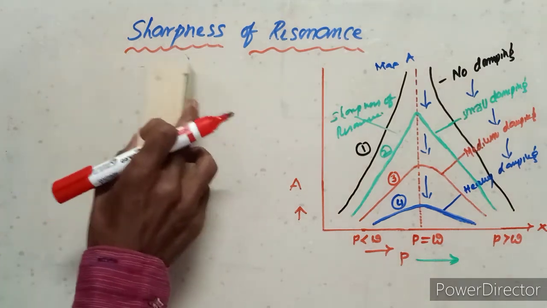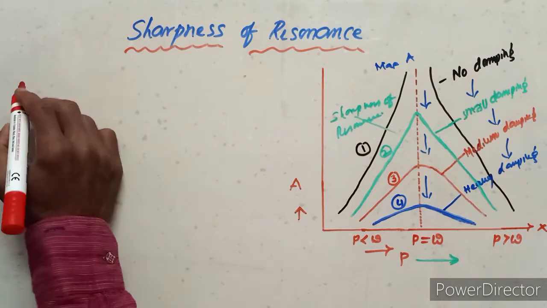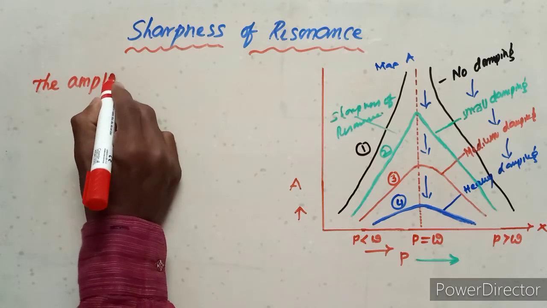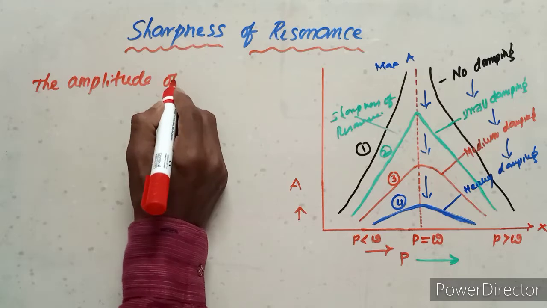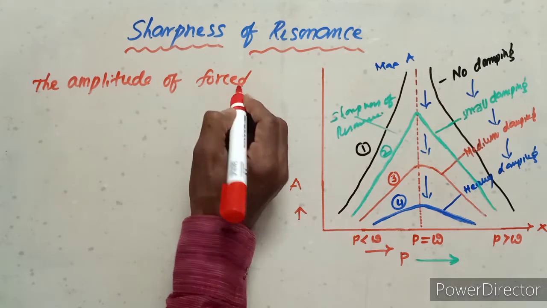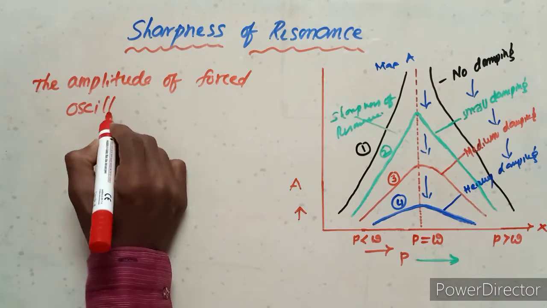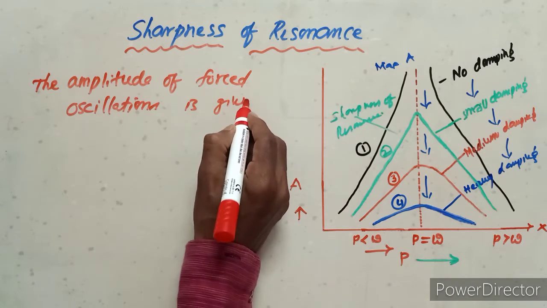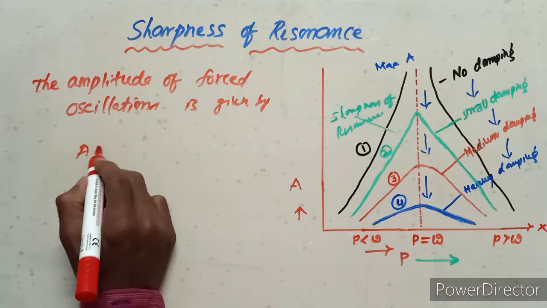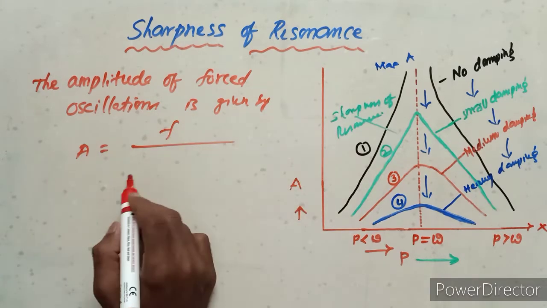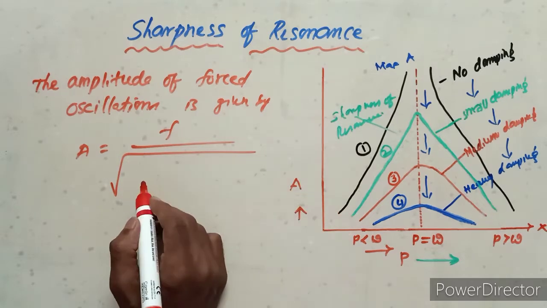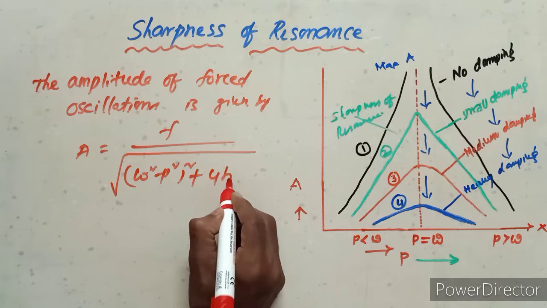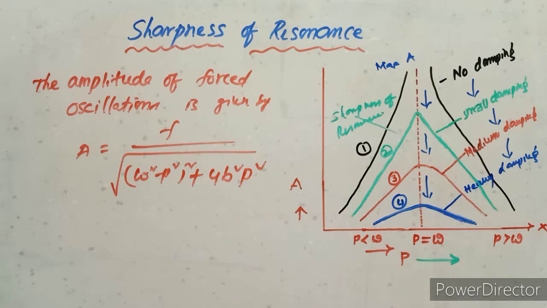Generally, what is the amplitude of forced oscillations? The amplitude of forced oscillations is given by A equals F upon the square root of omega square minus P square, whole square, plus 4 b square P square.